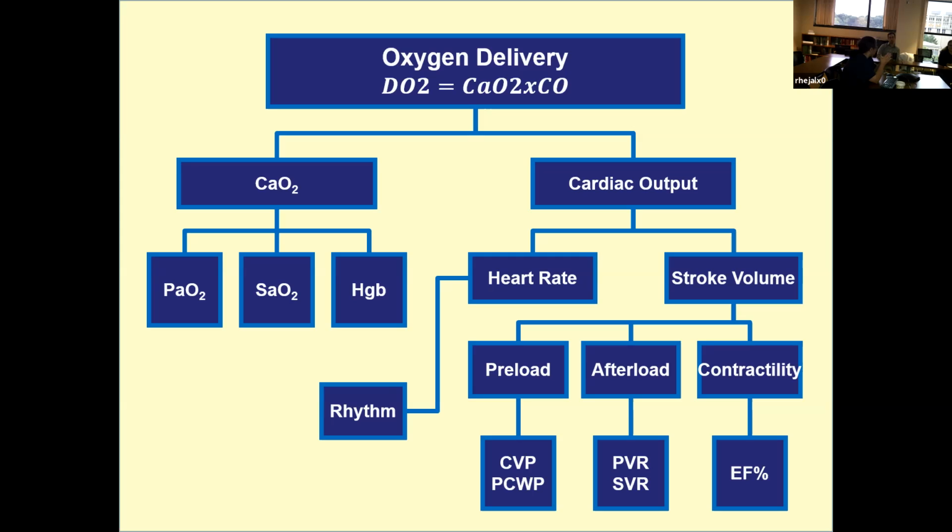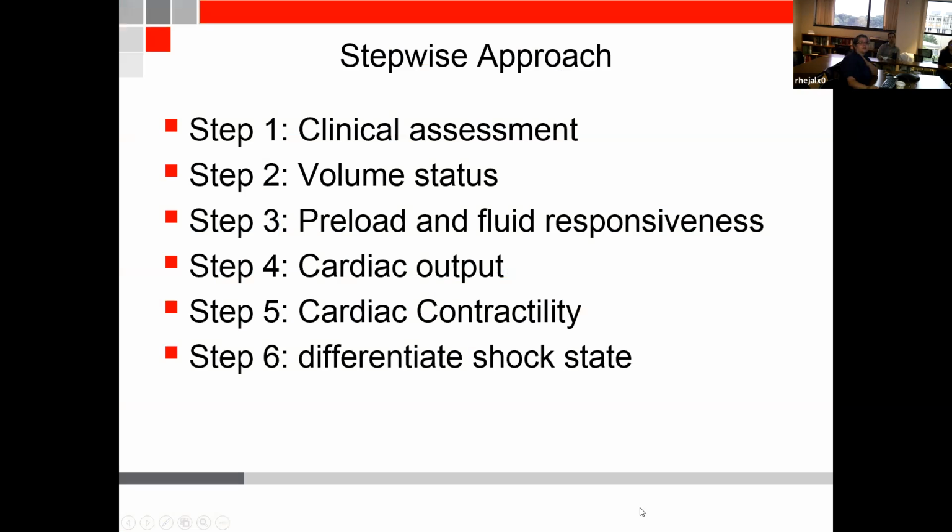even in distributive shock, towards the end of it there's a reduction in contractility, either because of the direct effect of acid on the myocardium or because of the general cytokines that are released that will injure the myocardial muscle. Or you may have a genuine cardiac shock that is starting with a poor ejection fraction from either an acute MI or Takotsubo or whatever.